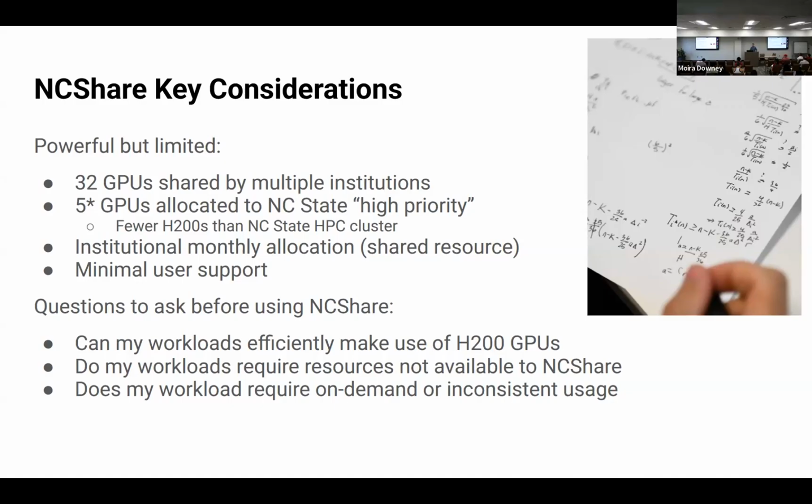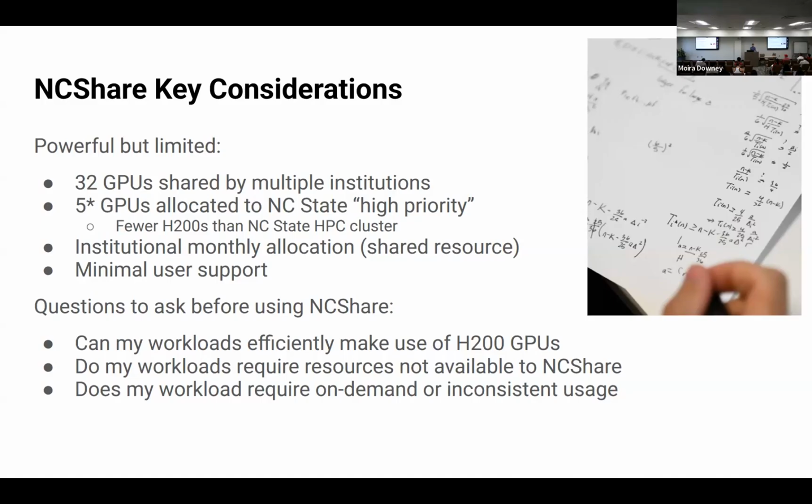And we have an institutional monthly allocation. It's a shared resource, which means that the GPUs being used by someone else aren't getting used by you and vice versa. And finally, because of the model of NC Share supporting a large number of institutions, there's minimal user support available for, I'm going to call this the training wheels aspects of using an HPC cluster. There's Uthpala, and Uthpala is great, but there is only one Uthpala, and he can't help every single person who's trying to learn to use an HPC for the first time, or doesn't know exactly what GPUs are.